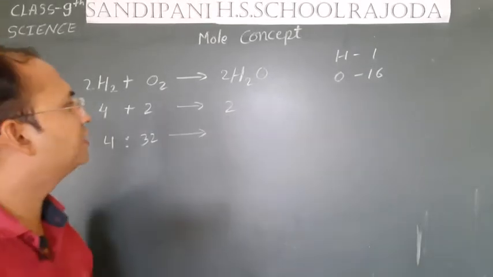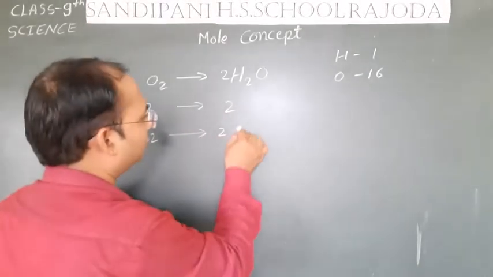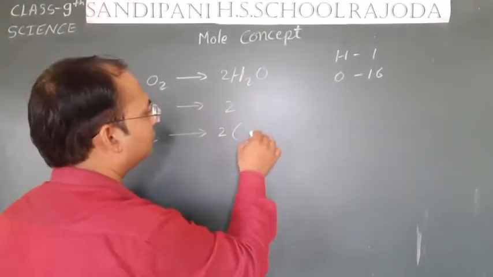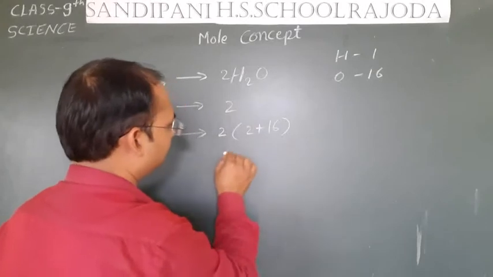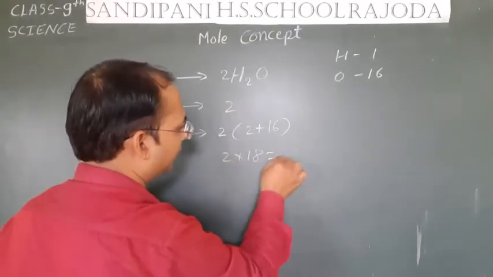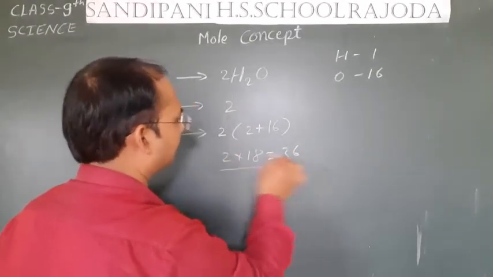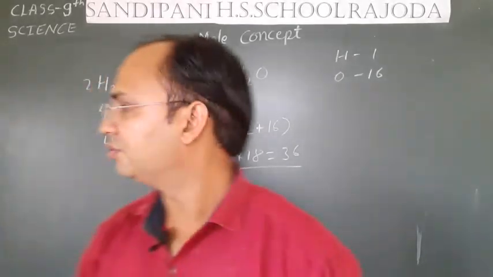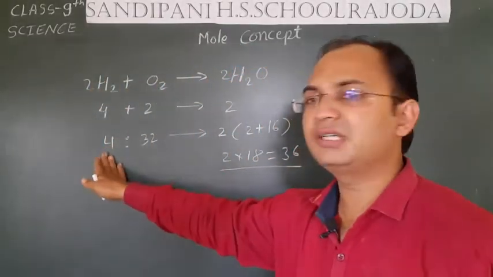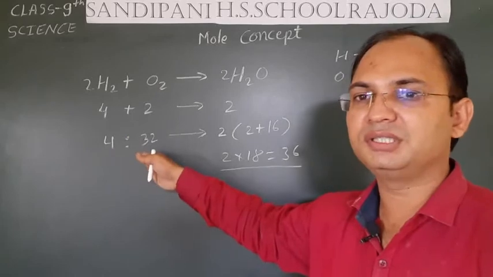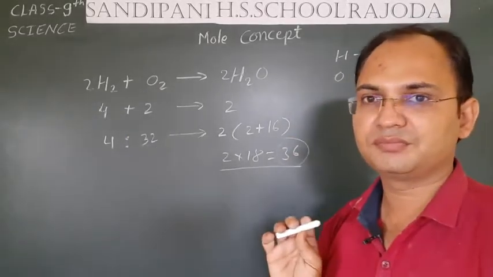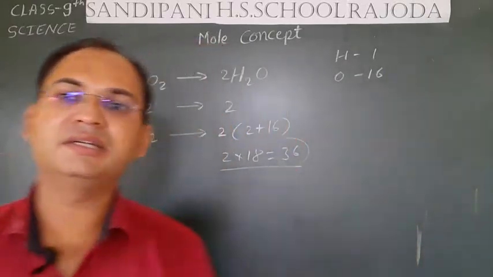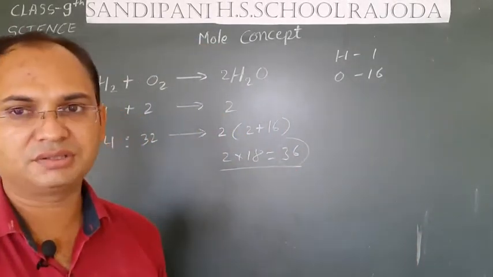The whole will be multiplied by 2. 2 multiplied by 2 plus 16 is equal to 2 multiplied by 18, it will be 36. So the 4 units combining with 32 units of oxygen form 36 units of water, if we take it in terms of unit mass.